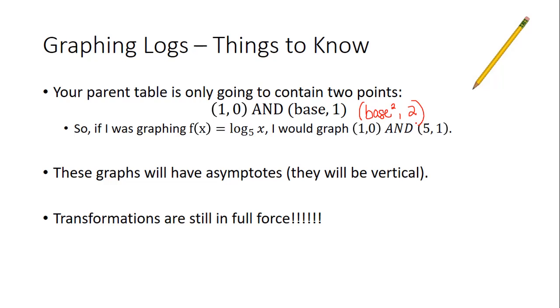So if I was graphing f of x equals log base 5 of x, I would graph the points 1, 0 and 5, comma 1. Because if I have log base 5 of 5, that's a value of 1. These graphs are going to have asymptotes. They're going to be vertical. We just saw that on the last one. And transformations are still going to be used definitely in all of these graphs.